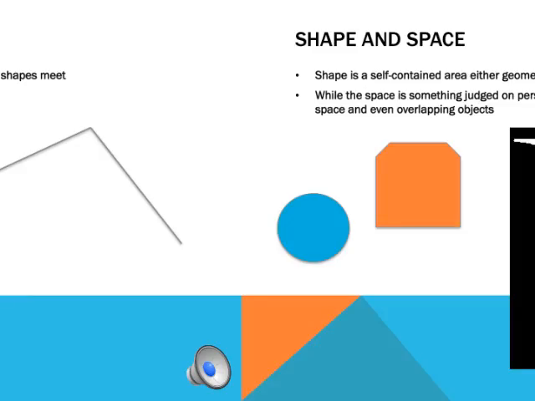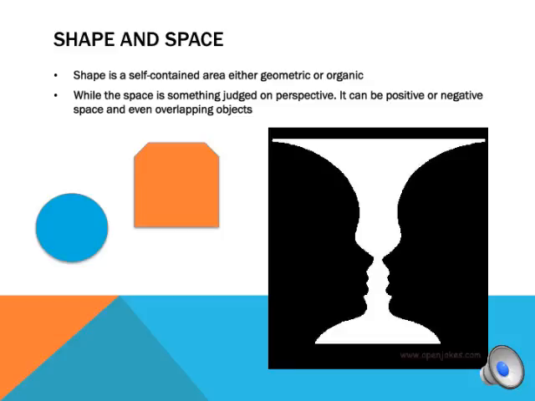Shape is a self-contained area, either geometric or organic, while space is something judged on perspective. It can be positive or negative, black and white, and even overlapping subjects can be space.